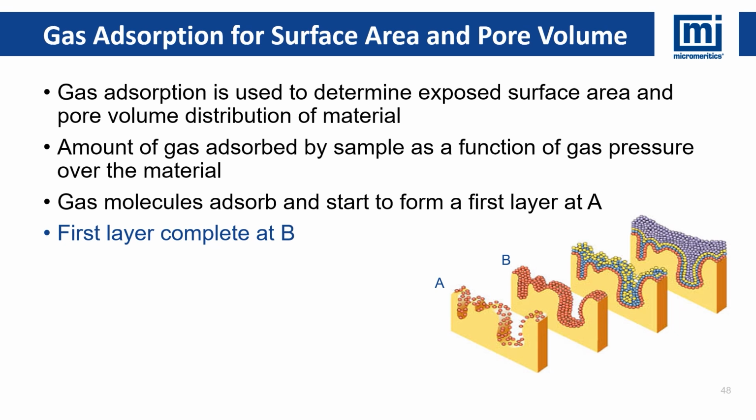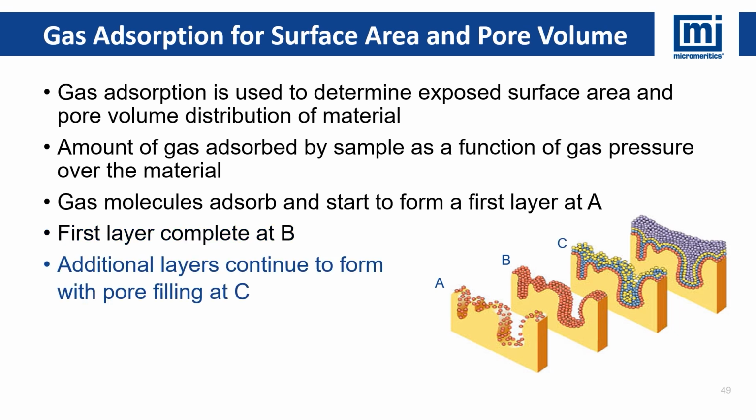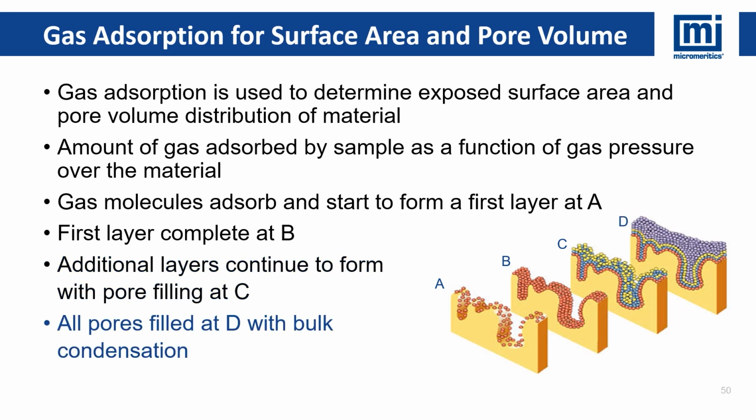As we continue to increase the pressure of gas molecules over the sample, we'll have additional layers continuing to form, and we will start filling some of the pores completely. And so from these additional data points, we start to build up the pore volume distribution as we see at illustration C. We continue the process until we reach a pressure that equals the saturation vapor pressure for the analysis gas at the analysis bath temperature, at which point we have all pores filled and even start to see some bulk condensation over the top of the sample at illustration D.